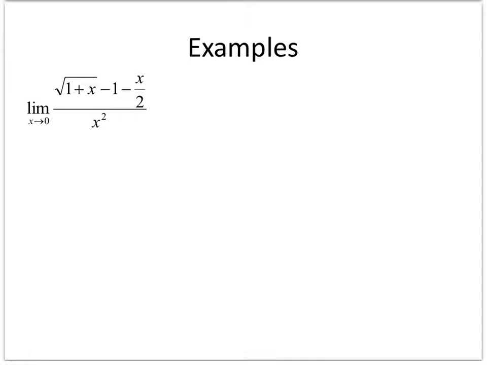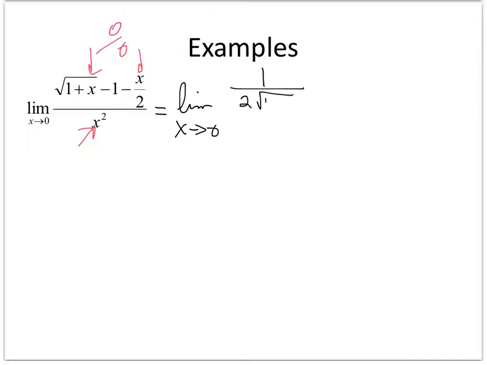So here's another one. If I actually plug in 0, here, here, and here, I'm going to get square root of 1, which is 1, minus 1, which is 0, minus 0 over 2, which is 0. So I'm going to end up with the top 0 and then the bottom 0. So what I want to do then is take the derivative. So the limit as x approaches 0, the derivative of the square root of anything is 1 over 2 square roots of the anything times the derivative of the anything, but the derivative of 1 plus x is just 1, the derivative of the x. The derivative of minus 1 is 0, and then the derivative of x over 2 would be minus 1/2, and then the derivative of the bottom.